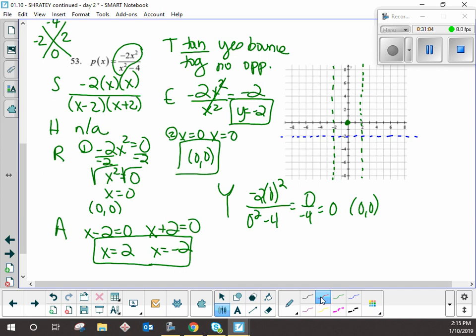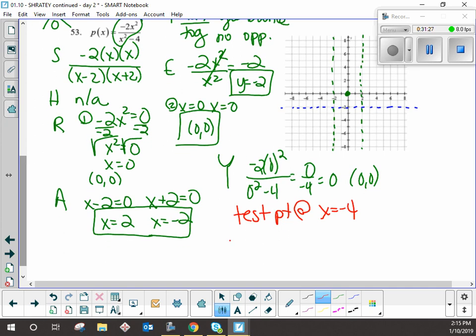If I need a point to the left of -2, I'm just going to pick a good x value that I think would work. I like -4. So here's -4. I'm going to do a test point at x equals -4. I take -4 and plug it into the original equation. That gives me -2 times (-4) squared over (-4) squared minus 4.